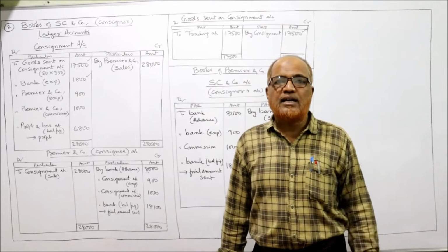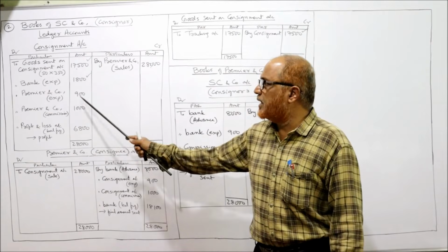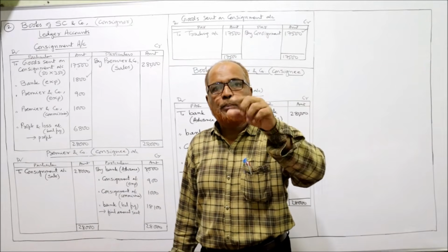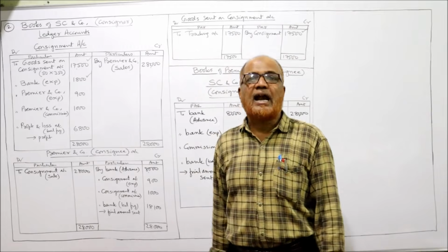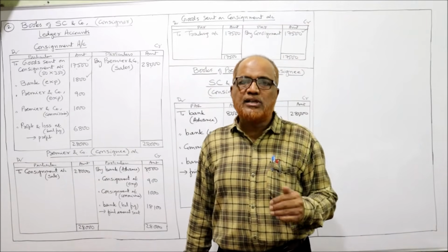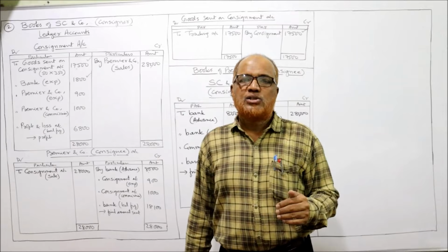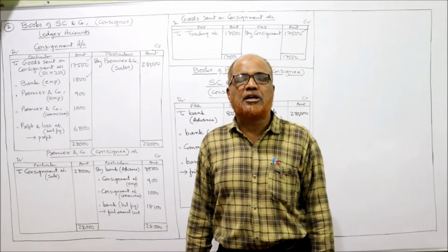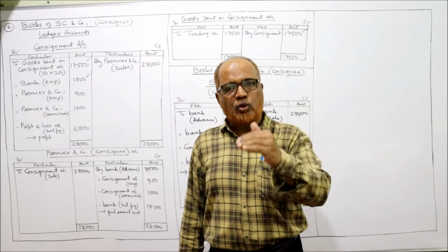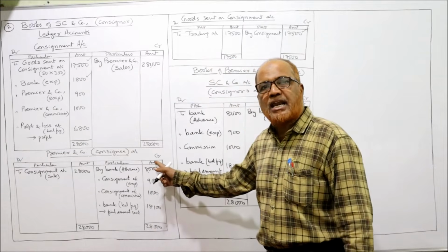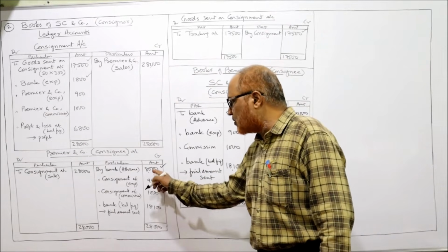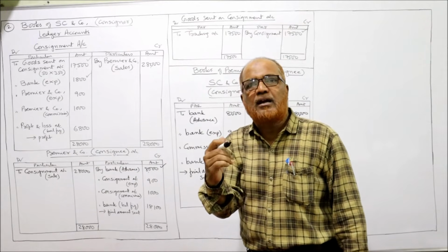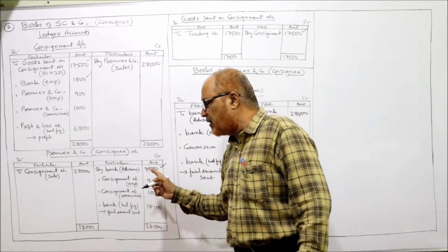How much expenses has the consignee paid? Consignee has paid 900 rupees expenses. So the entry will be consignment account debit to Premier and Company. But before that, one entry is the advance receipt. Advance amount is received from the consignee. So when advance amount is received, bank account debit to Premier and Company. Premier and Company is credited by bank advance 8,000.